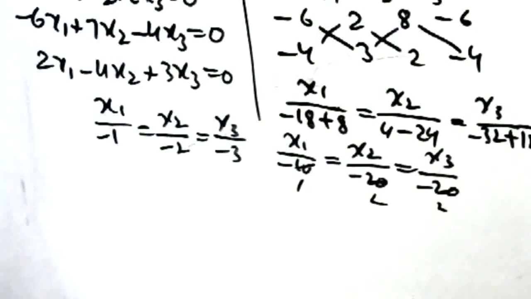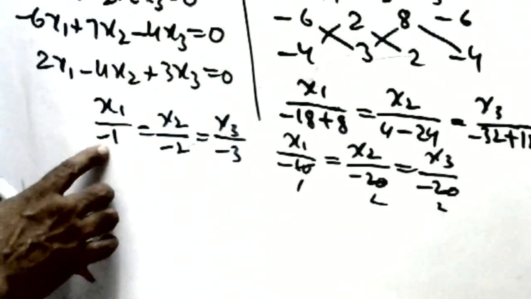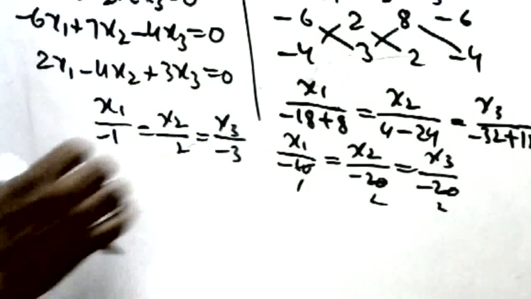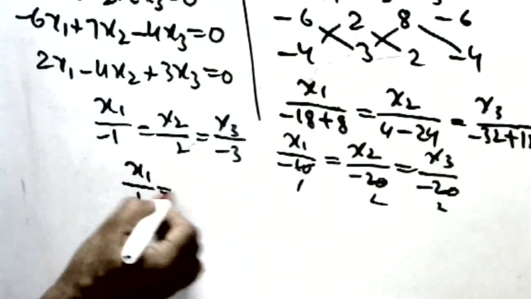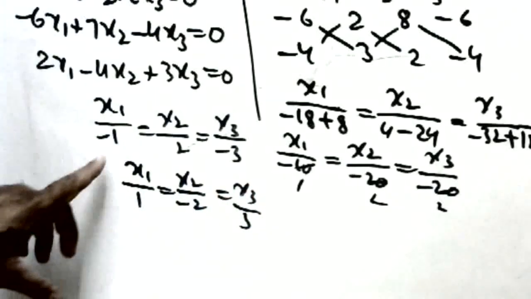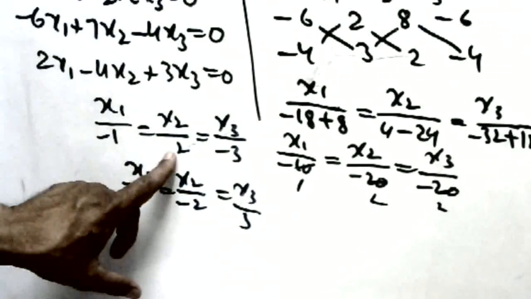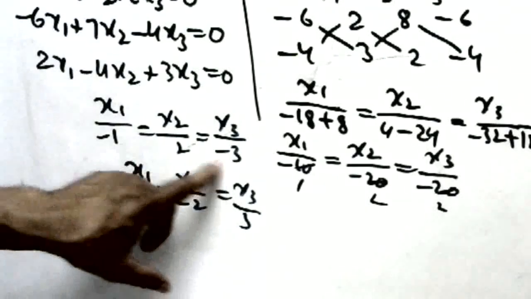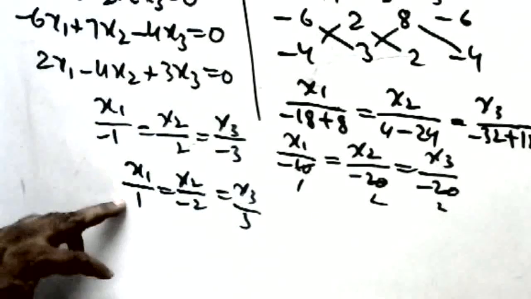You see here, when we get many minus signs, we take the common minus because it's a ratio. We can multiply all of these by minus 1, so this becomes plus 1, plus 2, plus 3. If we are having two minus signs, we also have to change them. Suppose we multiply with minus: x1 by 1, x2 by minus 2, x3 by 3. Listen carefully. We must try to minimize the minus numbers. If we have two plus numbers, no problem. If we have all three plus, no problem. If we have two or three minus numbers, let us multiply with minus 1.